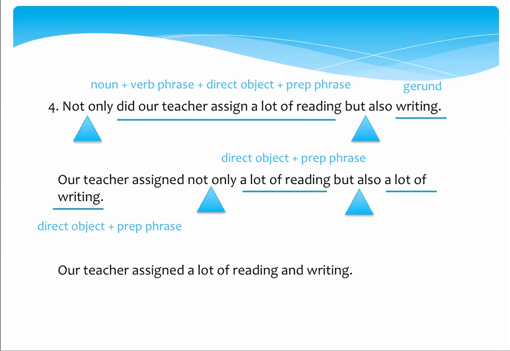You could just completely rewrite the sentence, which is what I recommend here, and just say, our teacher assigned a lot of reading and writing. This is a balanced sentence. I've got an and. I'm joining reading and writing. Both are gerunds. This isn't really a sentence in which I need to use a correlative. It just kind of feels awkward, so I suggest actually taking it out.